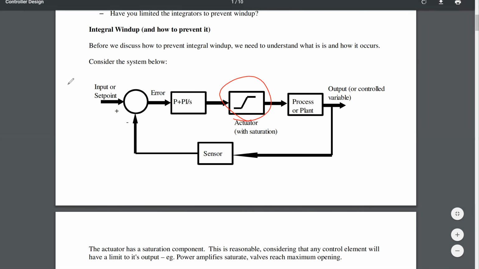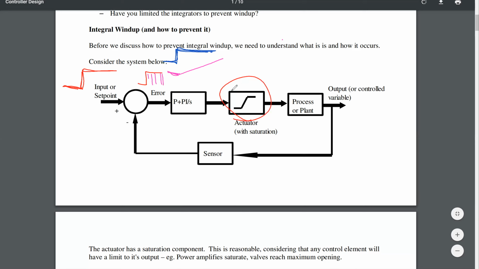Imagine you have inputted a set point change to your system. Because the system's not there yet, you get an error. The proportional term of the controller will respond proportionally to that error. The integral term will respond by adding up the area under this curve, and we'll give an integral response that looks like this.